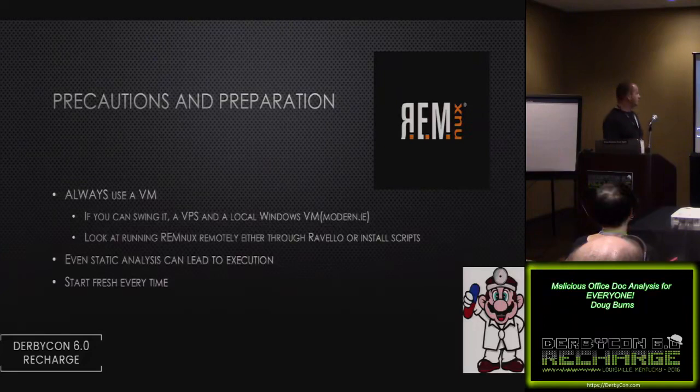So if you go to the Remnux website, they've got a Ravello script, which basically pushes it out to like AWS or Azure or something like that. Or you can just do a regular Linux install, and they have install scripts where you just run it from the fresh install and it installs all the tools on it.